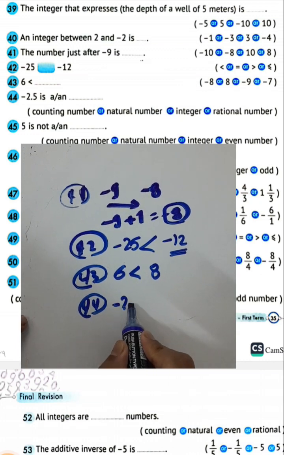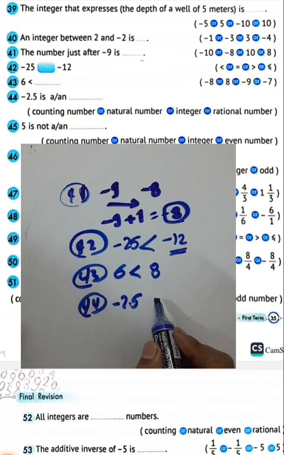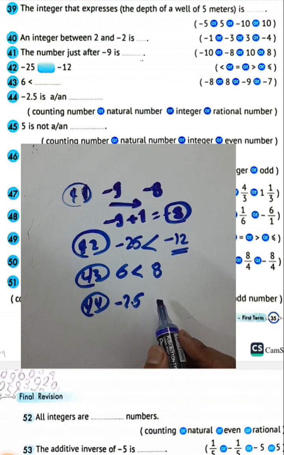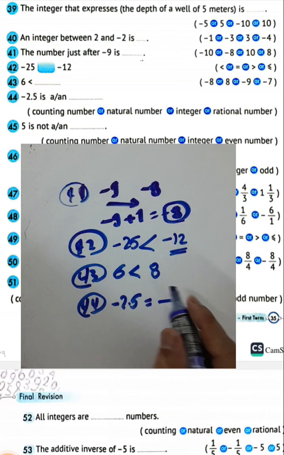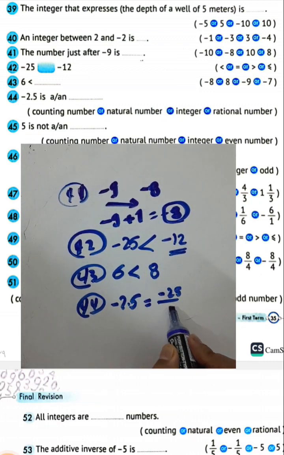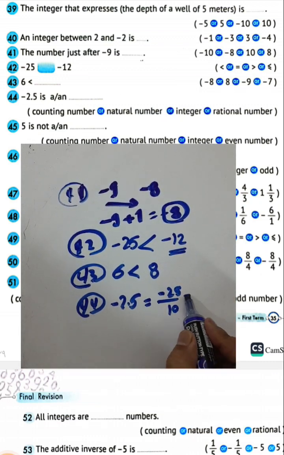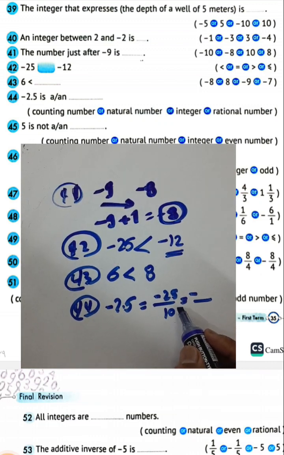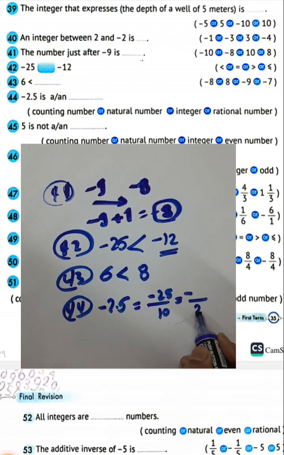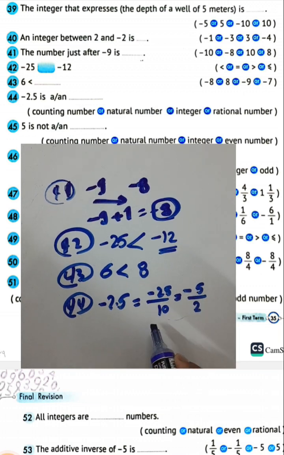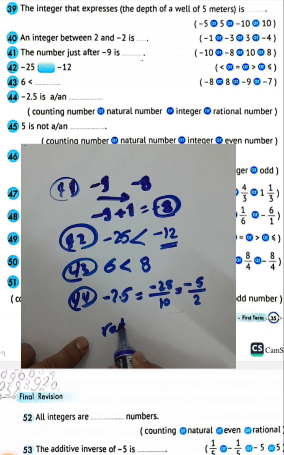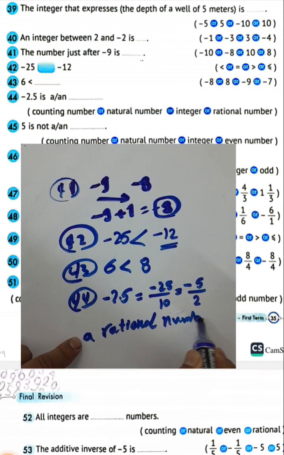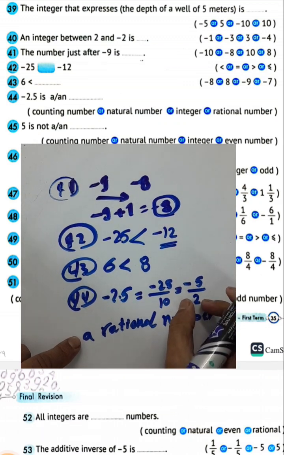Question 44: negative 2.5 is a rational number. Negative 2.5, we can convert it to a fraction, right? Negative 25 over 10, because there is one place after the point. We can simplify it by dividing numerator and denominator by 5: 25 divided by 5 equals 5, and the numerator becomes 2. So negative 2.5 is called a rational number because the denominator is not equal to 0.